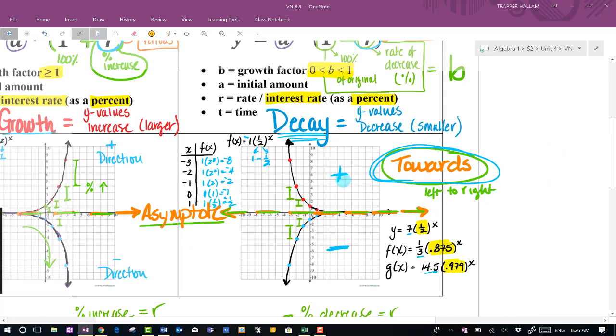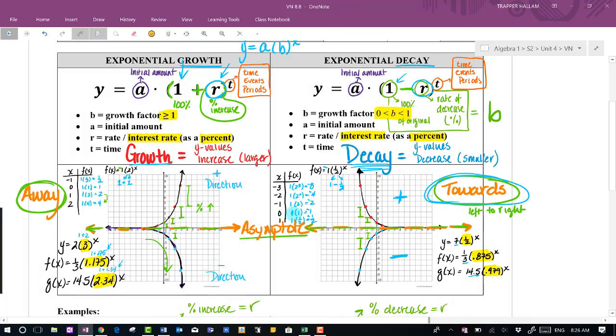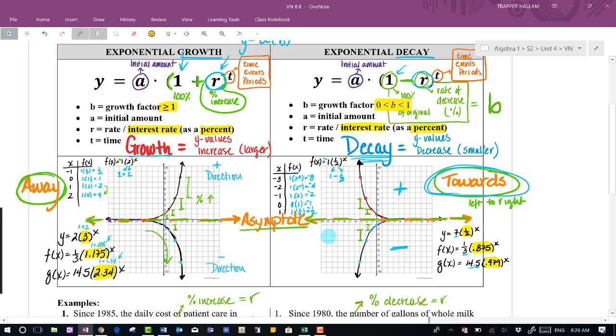All right, so what we're going to do next is some real-life examples showing you how to interpret exponential growth and interpret exponential decay and calculate with them.